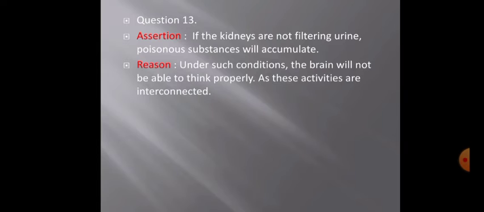The 13th question: the assertion says if the kidneys are not filtering urine, poisonous substances will accumulate. You know that we have a great excretory system in our body. The excretory system has two kidneys in it, which act as a filtration unit. These kidneys help in filtering our blood, purifying the blood and removing all the toxins present in the blood, making the blood pure. So this is the job of a kidney.